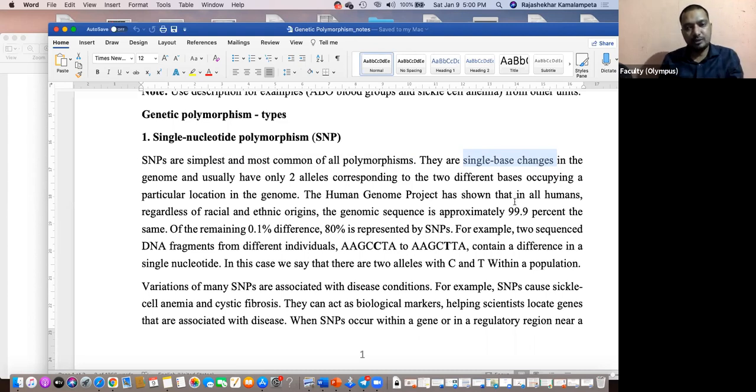So as per the Human Genome Project, as I was telling you, 99.9% similarity that we talked about, 0.1% difference, 80% of this 0.1% difference are SNPs, or single nucleotide polymorphisms.